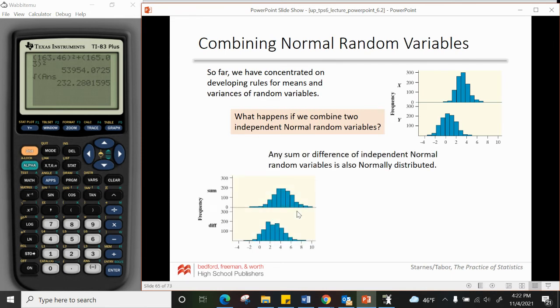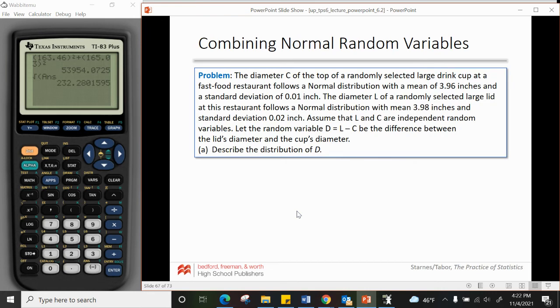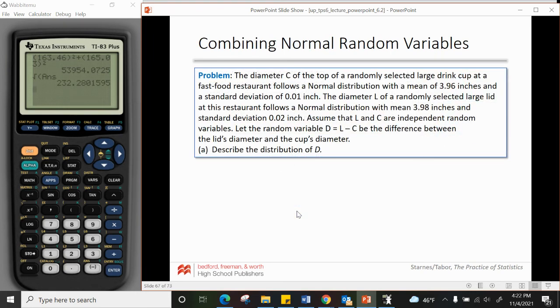Any sum or difference of independent normal random variables is also a normal distribution. So if it was normal and you add two normal distributions together, it will remain normal. The mean and standard deviation of the resulting normal distribution can be found using the appropriate rules for means and standard deviations that we just discussed. It is two random variables that you're combining, and they behave the same way. It just means that the shapes are the same. That also means that if you don't know the shape, you won't know what the final shape is. You can only know it if they are normal, they will remain normal. If both of them are normal, they will remain normal.